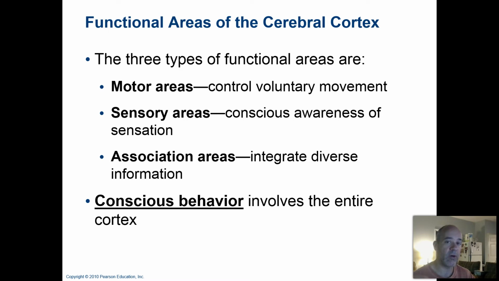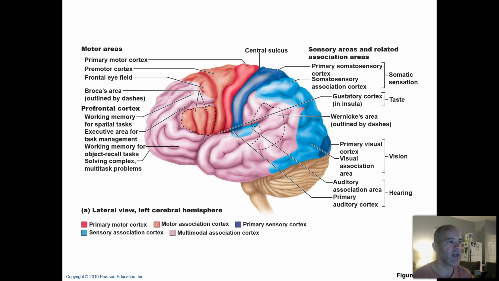Or, when you hear somebody's voice and you know that person, you have neurons in your brain that are hearing these sounds. You have neurons that store memories of those sounds. Your association areas have to put those two types of information together so that you recognize a sound or a voice. So all of our conscious behavior requires and involves the entire cerebral cortex. All of these different areas are very important.